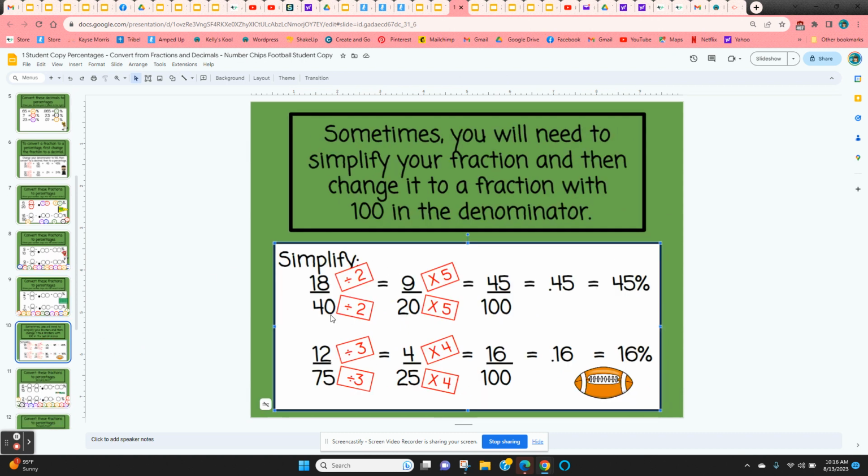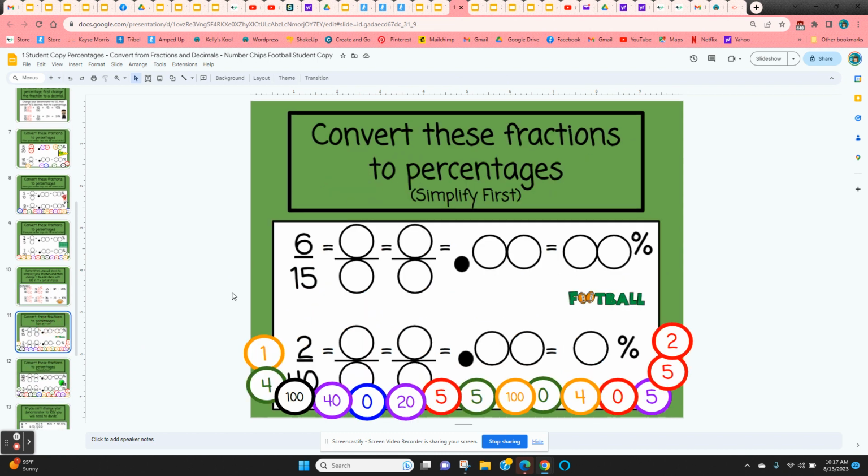Now, sometimes you can't directly convert your denominator to 100, so you may have to simplify your fraction first. So if I have 18/40ths, I can simplify by dividing numerator and denominator by 2. I get an equivalent fraction of 9/20ths. Now I can convert it to a fraction with 100 in the denominator by multiplying numerator and denominator by 5. So now I get 45 hundredths, which would be 0.45 as a decimal, or 45%. So simplifying your fraction first. Students are going to do that on the next slide.